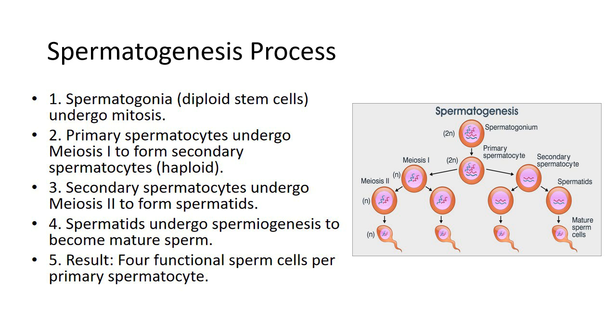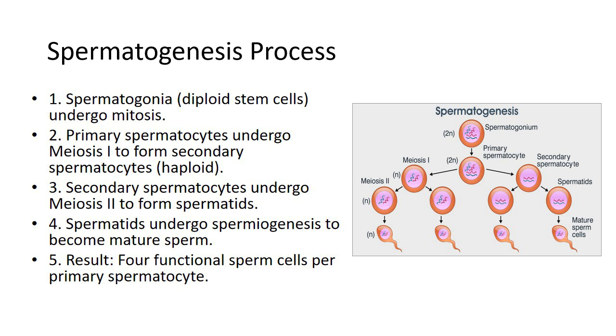Spermatogenesis occurs in the seminiferous tubules of the testes and involves several stages, from the division of stem cells to the maturation of sperm. Spermatogonia, diploid stem cells. The process begins with spermatogonia, which are diploid (2N) stem cells located at the outermost layer of the seminiferous tubules. Spermatogonia divide by mitosis to produce more spermatogonia, or they differentiate into primary spermatocytes.